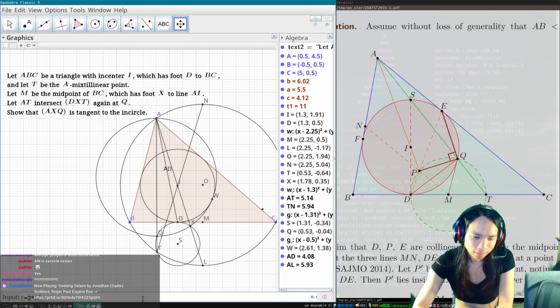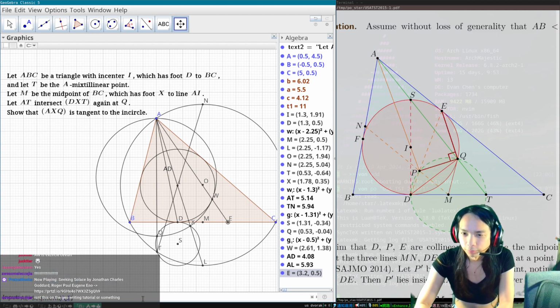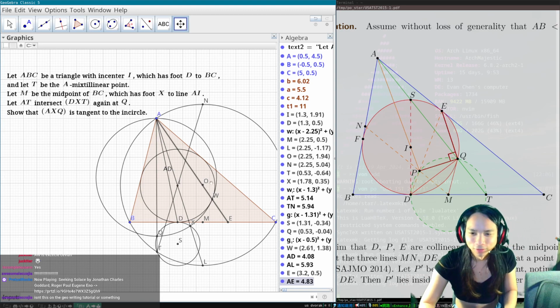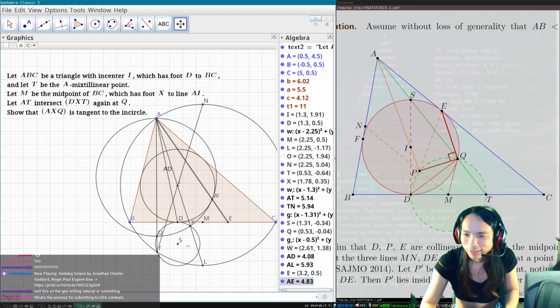Anyways, as far as the problem goes, we're going to do a few things. All right, so we're going to steal the setup from the diagram on the right. Yeah, this is from the tutorial on how to write geo. Yes, it is that problem.